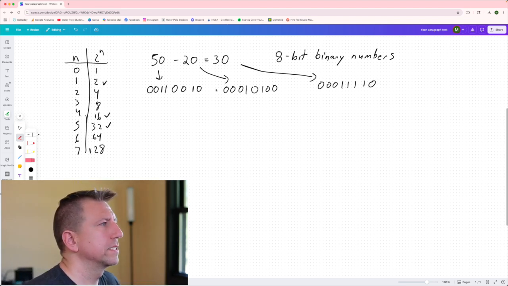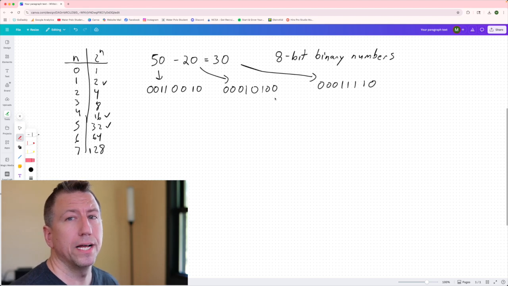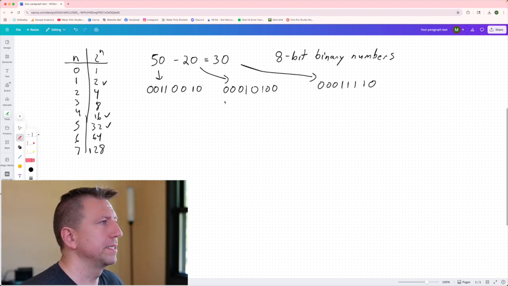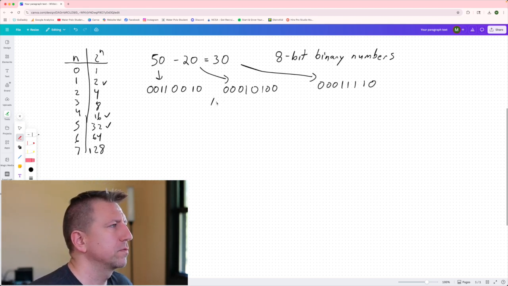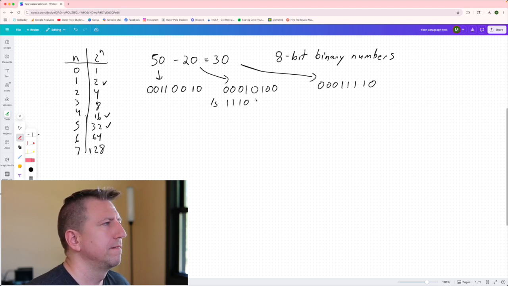Problem is that there's a subtraction here. This should be a -20. So this is 20, we've got to make it into a -20. How do we do that? We do that with the 2's complement. And 2's complement starts with the 1's complement. So we flip the bits, and then we add 1 to get our 2's complement.